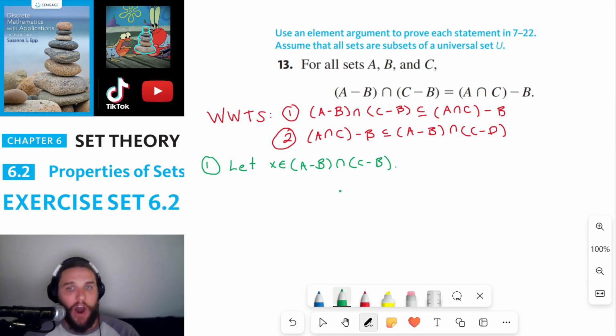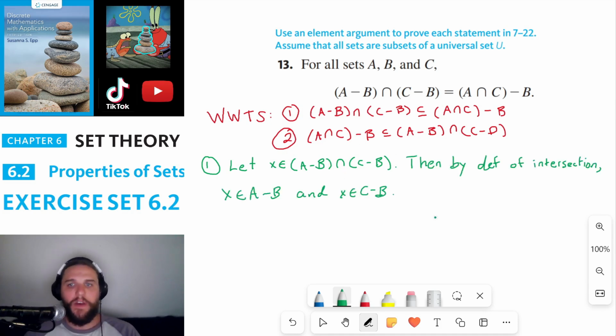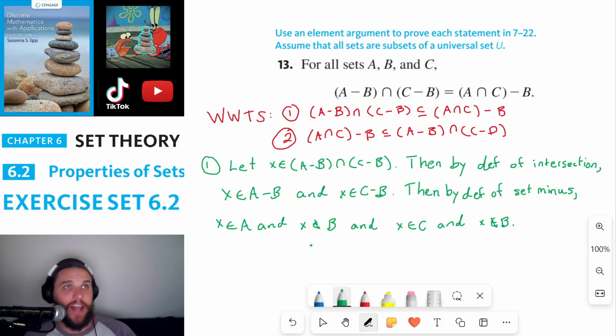Now, when unpacking operations, you always want to start from the outside in. PEMDAS tells you that you should always do parentheses first, but when unpacking definitions, you want to work backwards. So let's unpack this intersection operation first. By definition of intersection, X is an element of A minus B, and X is an element of C minus B. Now we can unpack the definition of set minus. By definition of set minus, X is an element of A, and X is not an element of B, and keep in mind that this and is the same thing as this and. X is an element of C, and X is not an element of B.